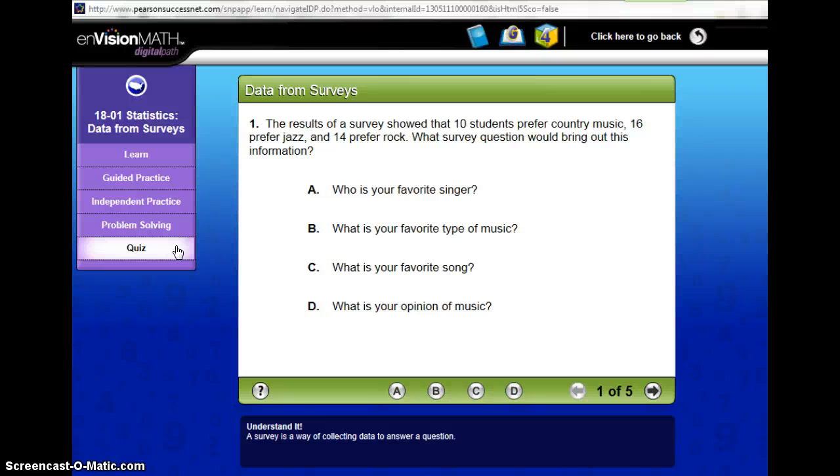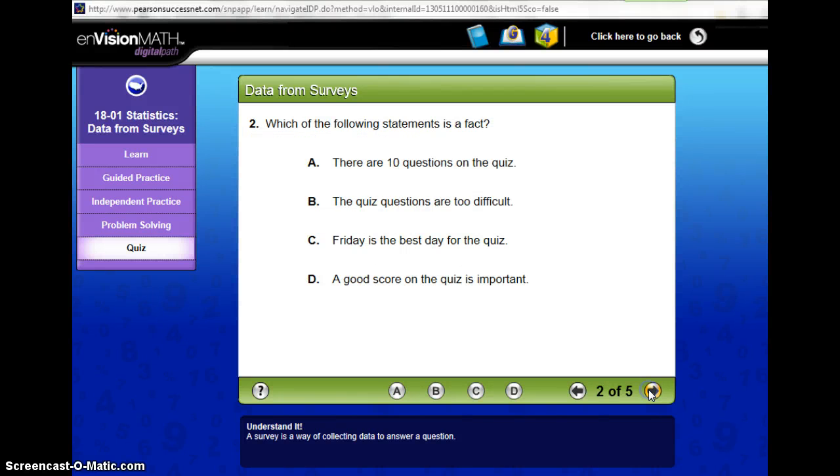Now, one of my students argued that it should be D. What is your opinion of music? Well, if I asked you what is your opinion of music, you might not answer those 3 things. You might say, I hate it, or I can't live without it. That's your opinion. One thing we need to be careful of is when we're asking survey questions, they are typically, most of the time, opinion questions. For example, what is your favorite? Or what do you like the most? But it also can be factual, like what do you have the most of?